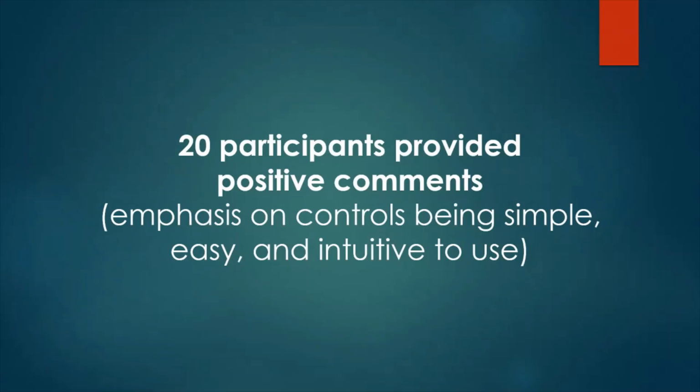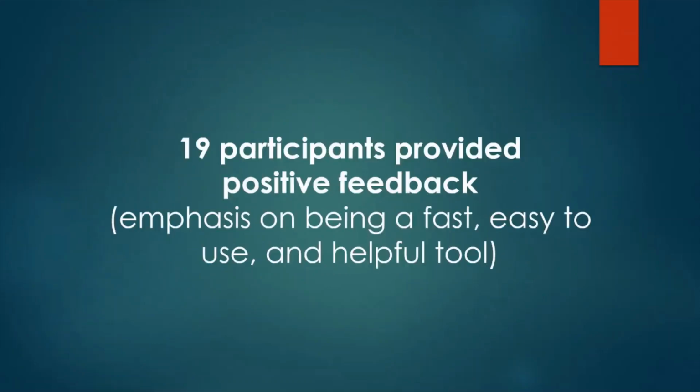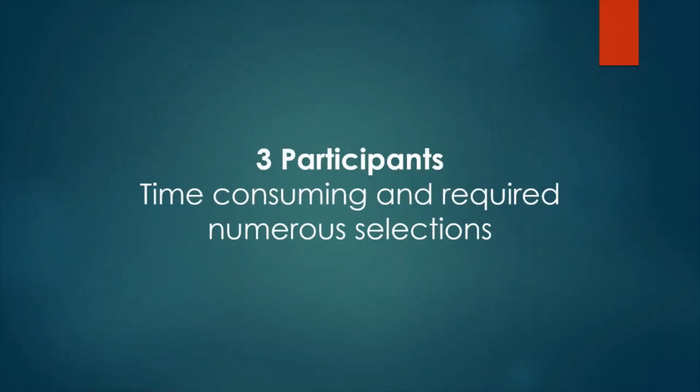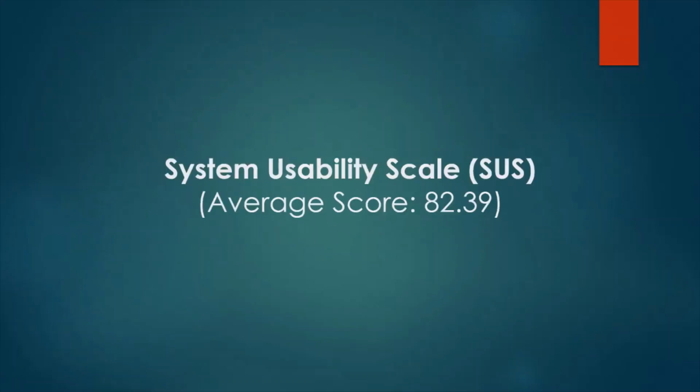In terms of object manipulation, 20 participants provided positive comments around this approach. And again, there's an emphasis on the controls being simple, easy, and intuitive to use. For object alignment, similar theme, 19 participants provided positive feedback, and there was an emphasis on it being a fast, easy to use, and helpful tool. Although 3 participants did state that they found it a bit time consuming, and the fact they required numerous selections wasn't ideal for them. We also administered SAS and received a positive average score across all participants for that.